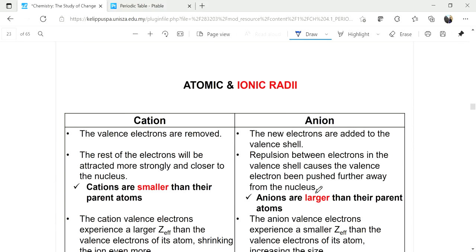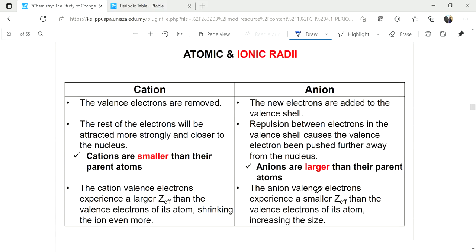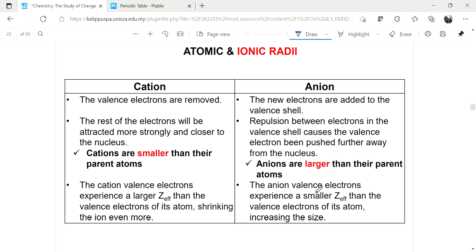Okay, now we go to the trend of ionic radius. We have two types of ion: one is cation and another is anion. A cation forms when we remove electrons from the valence orbital. The radius of the cation is smaller than its parent atom.